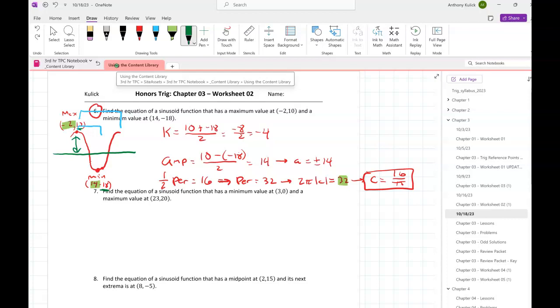Okay, so we have K. We have C. And we have plus or minus A. We need 2 more things, right? We need to figure out whether A is positive or negative, and we need the H.